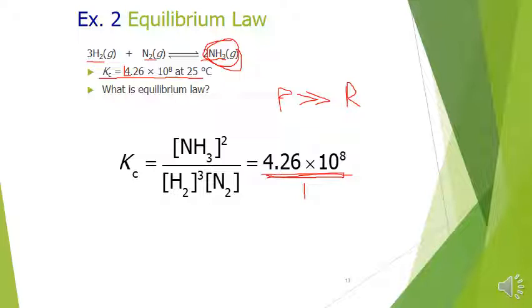Now if this was 10 to the minus eighth instead, that's basically saying 1 over 10 to the eighth, and that means there'd be more reactant than product.